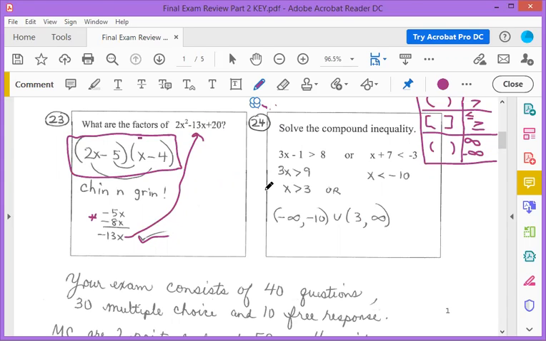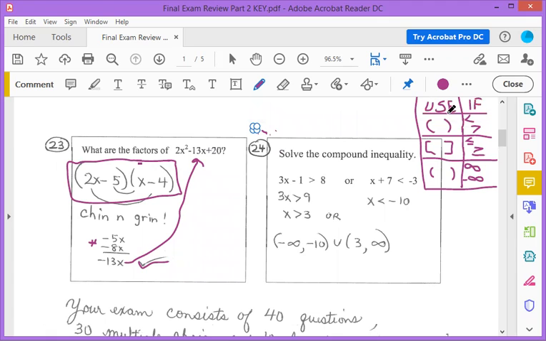Now for 24, we're solving a compound inequality. I wrote a reminder here so that you'll know when to use parentheses or brackets. You use parentheses anytime your symbol is less than or greater than. Use the brackets if you have less than or equal to, or greater than or equal to. And then use the parentheses if you have infinity or negative infinity. So we're solving both of these inequalities, and then we're going to write the solutions using interval notation.